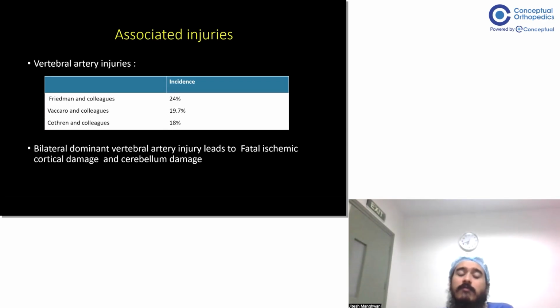Whenever we talk about, unfortunately, a bilateral dominant vertebral artery injury, many a times the patients don't have both the vertebral arteries to be dominant. One vertebral artery is dominant over the other.